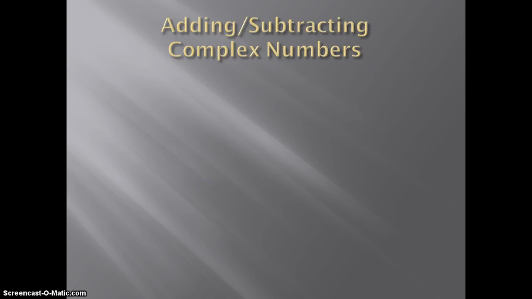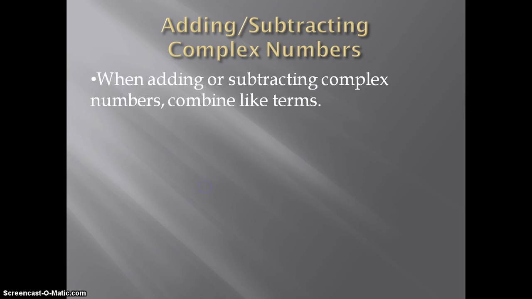So let's look at what happens when we want to add and subtract complex numbers. When we add and subtract complex numbers, we're going to combine like terms, just like we do when we're doing regular addition of polynomials. Look for the same variables, you add them together, you look for constants and add them together.